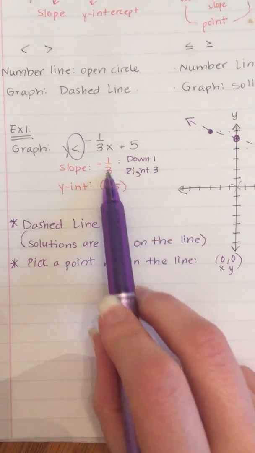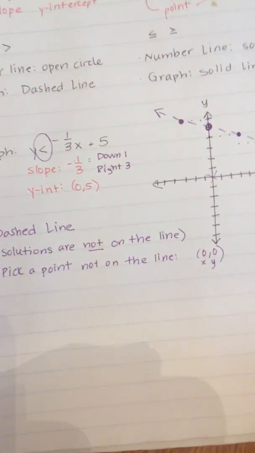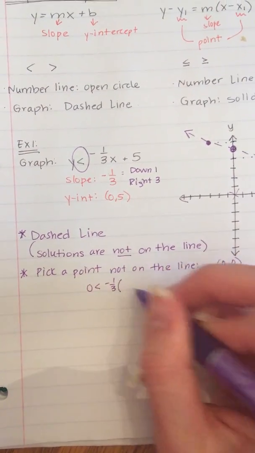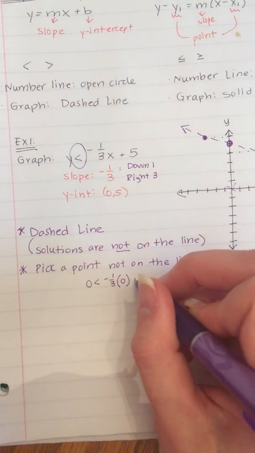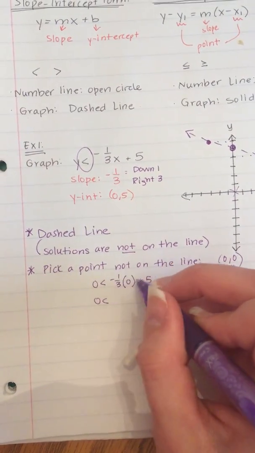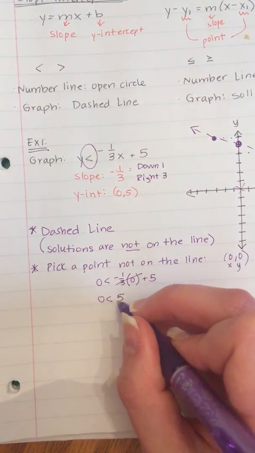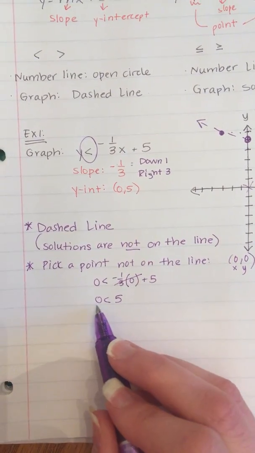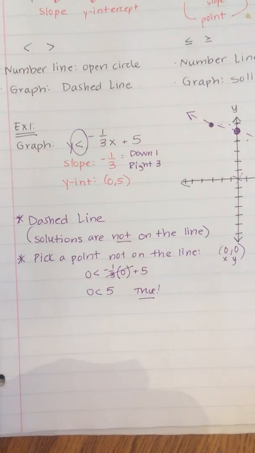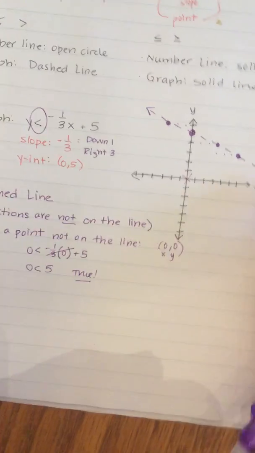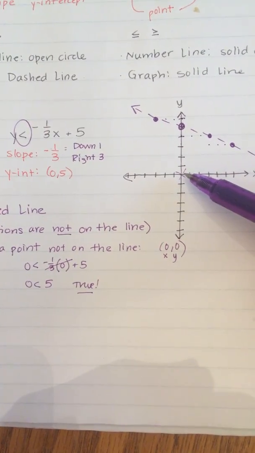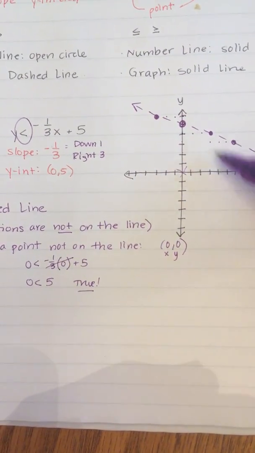So if I plug 0, 0 into this and simplify, I am going to get 0 is less than negative 1/3 times 0 plus 5. Okay, when I simplify this, negative 1/3 times 0 is just 0, so you don't have to write it. 0 is less than 5. Is 0 less than 5? Yes, this is a true statement. So if it's a true statement, that means 0, 0 is a solution, and all of the points around 0, 0 are also going to be solutions.